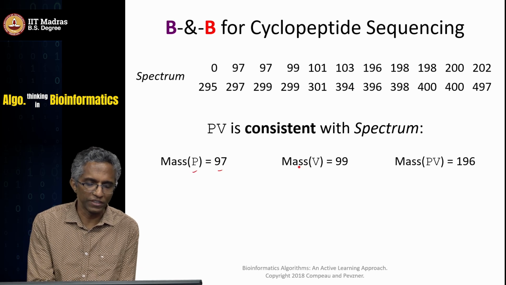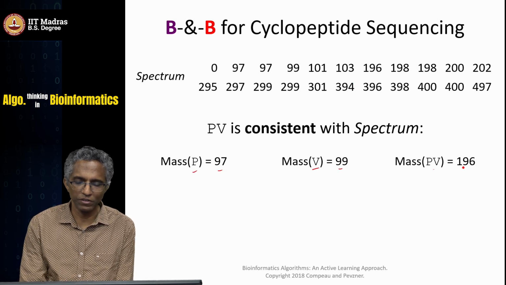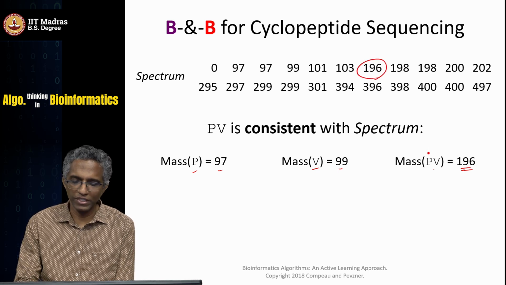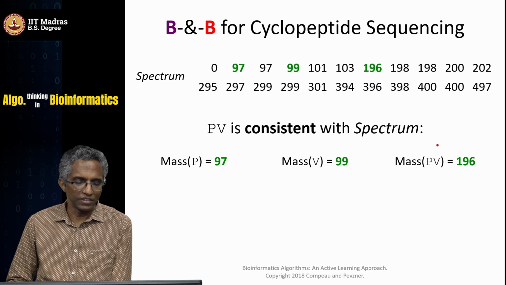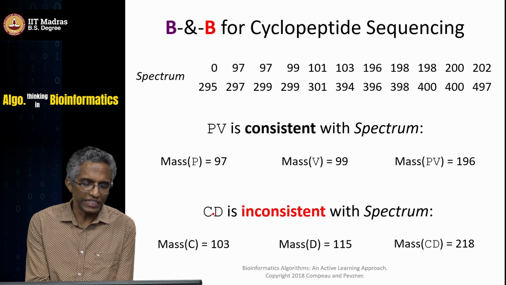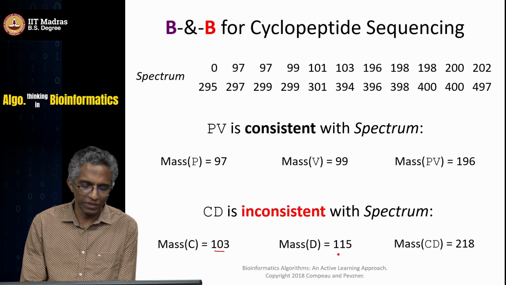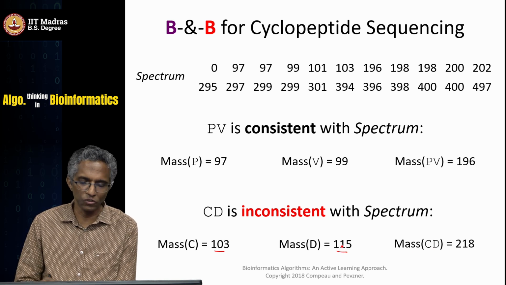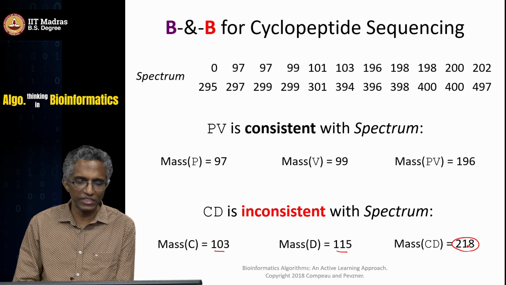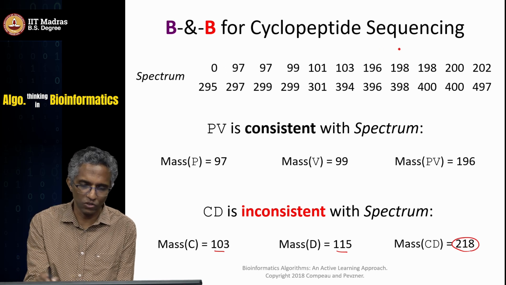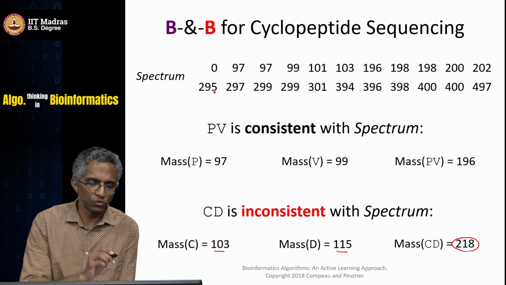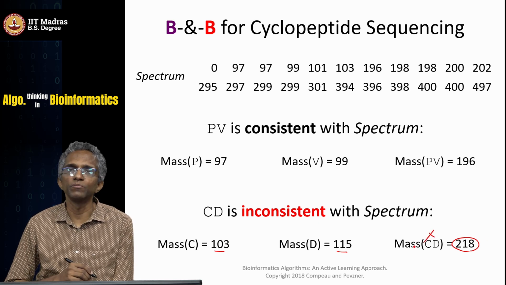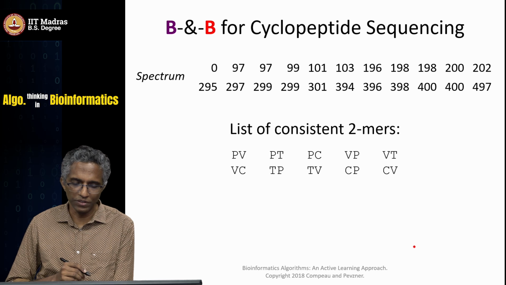Mass of P is going to be 97, mass of V is going to be 99, mass of PV is going to be 196, okay? Is 196 in this input spectrum? It is there, so I will keep PV. And let's look at another example. CD: mass of C is going to be 103, mass of D is going to be 115, so mass of CD is going to be 103 plus 115, that is going to be 218, and this 218 I can't see anywhere here. This is in sorted order. There is 200, 202, 295, right? There is no 218. So this CD I exclude and trim from the list. CD is not going to be included, okay?